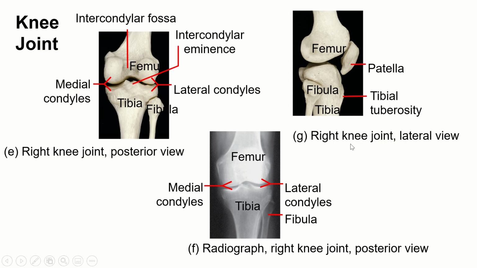So this is what the knee joint looks like from some other angles. From the back, you can see this really clear intercondylar eminence with the fossa and with the eminence in it, all fit together like that.